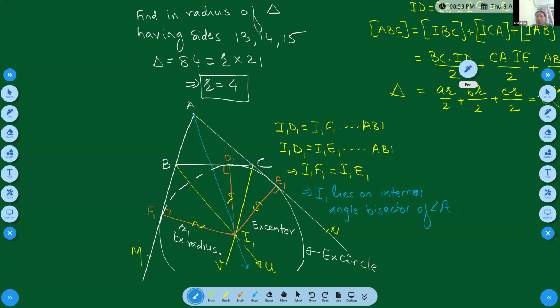Sir, for the first two lines we are applying AB1, and that I1 lies on the internal angle bisector of angle A, it is by AB2. By AB2, yes. Okay. Correct.